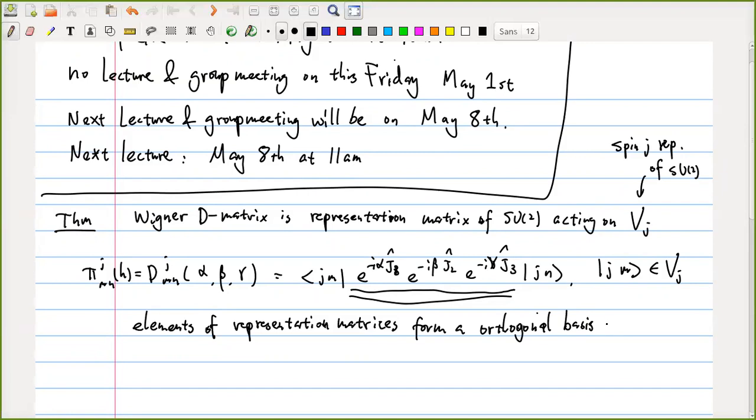Basis of L2 space of any compact Lie group G. So G is any compact Lie group. Well, for example, SU2.